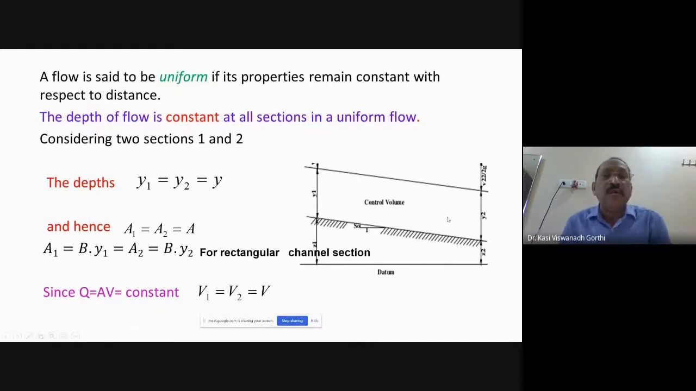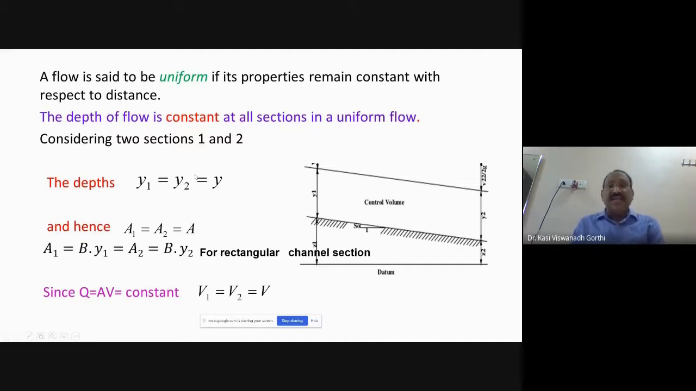So the depth of flow is constant at all sections in a uniform flow. This is one of the most important features of uniform flow: the depth of flow remains constant. If you consider two sections, section 1 and section 2, the depth of flow at section 1 is y1 and at section 2 is y2. If y1 is equal to y2, which is equal to y, then the flow is uniform.